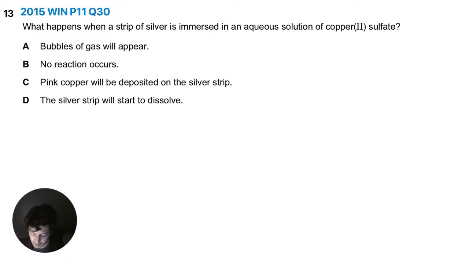What happens when a strip of silver is immersed in an aqueous solution of copper sulfate? If you were to write this equation down, it's going to be silver as a solid reacting with copper sulfate, which will be aqueous, to form what?